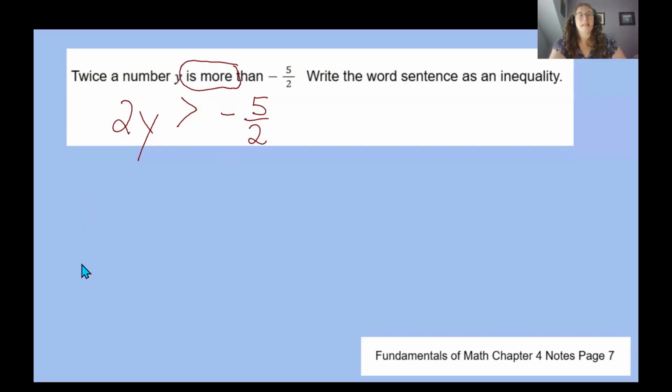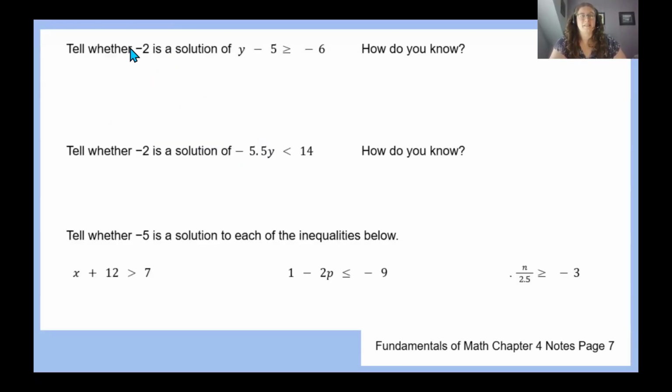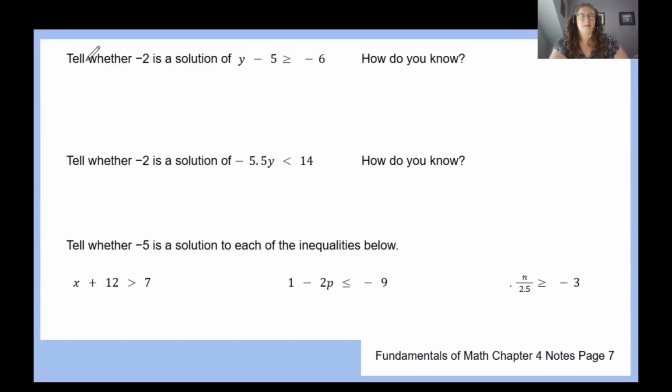All right. Now we want to check if some of these solutions are true. So we're going to move into looking at if a number makes an inequality true. So we're on page 7 of your notes still, and we are looking at the first problem here. Tell whether -2 is a solution of y minus 5 is greater than or equal to -6. So where we see y, we're going to substitute -2. So we'll say -2 minus 5 is greater than or equal to -6.